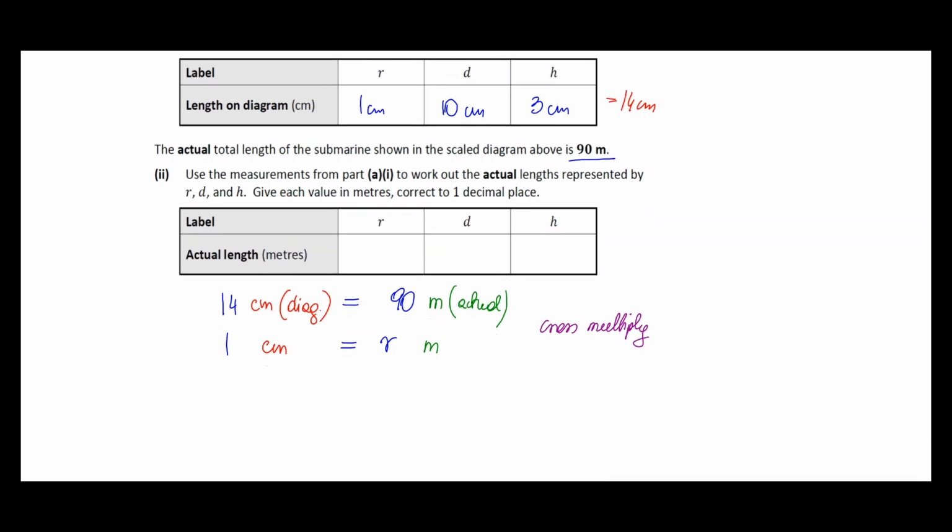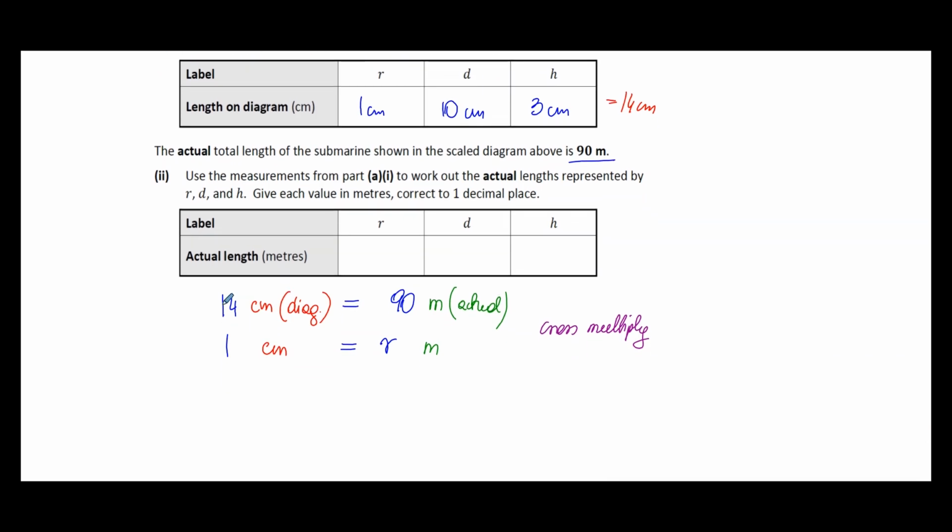That's very useful knowledge to have, something useful in everyday life. So 14 multiplied by R equals 1 multiplied by 90. Then if I want to find the value of R, I divide both sides by 14. I put that in the calculator and to one decimal place we get 6.4. So R is 6.4 meters.